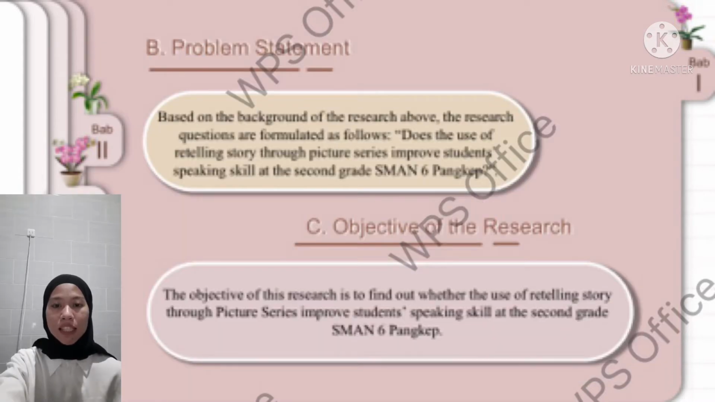B. Problem statement. Based on the background of the research above, the research question is formulated as follows. Does the use of retelling story through picture series improve student speaking skill at the second grade SMA Negeri 6 Pangkep? C. Objective of the research.